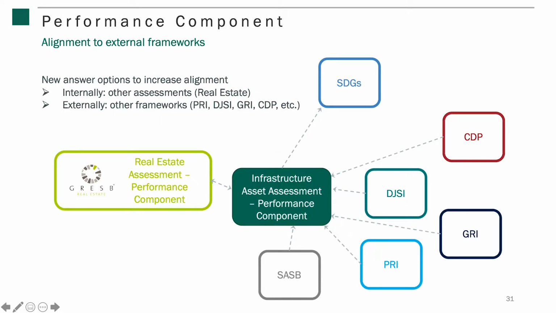As in the management component, indicators have been moved and restructured to align with the real estate performance component. Additionally, there has been further alignment of metrics with external frameworks such as GRI, DJSI, and CDP. This greatly reduces reporting burden as entities can use data that they have already collected and collated for other reporting outputs. References to these external frameworks are provided for each of the indicators, as well as links to the relevant sustainable development goals.